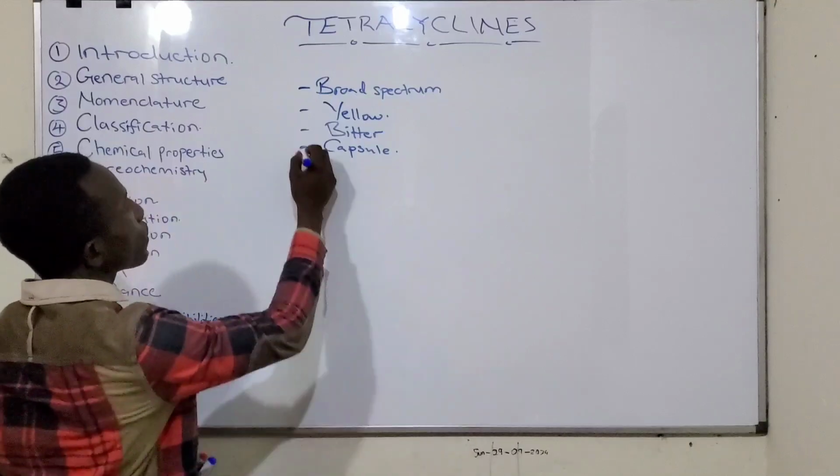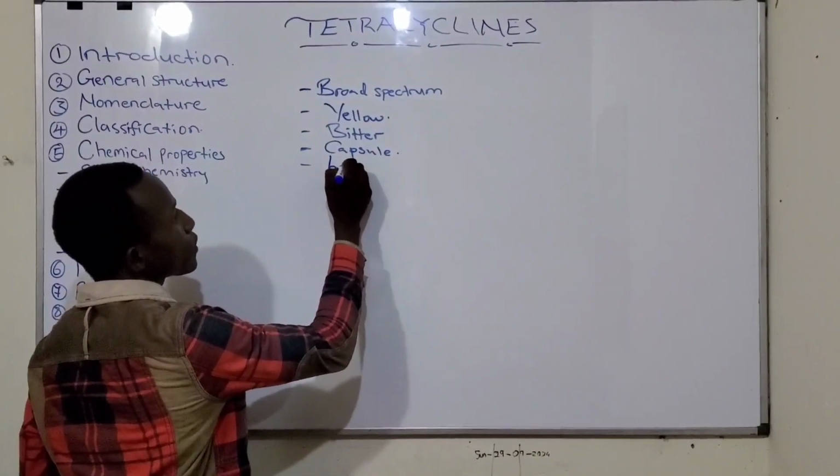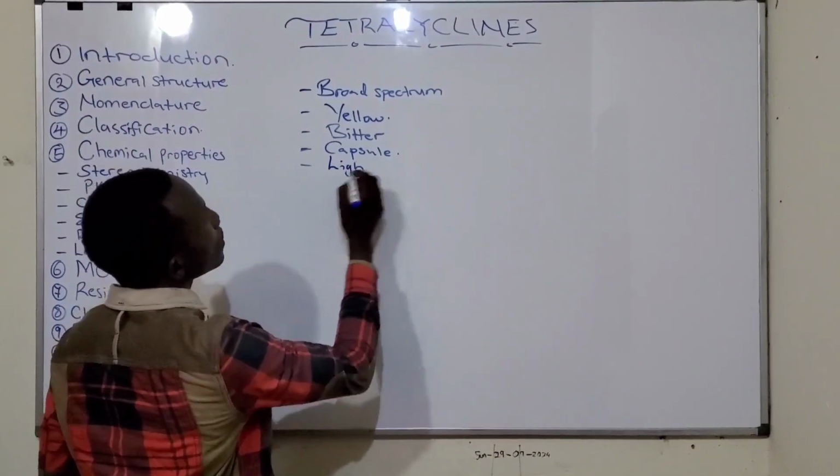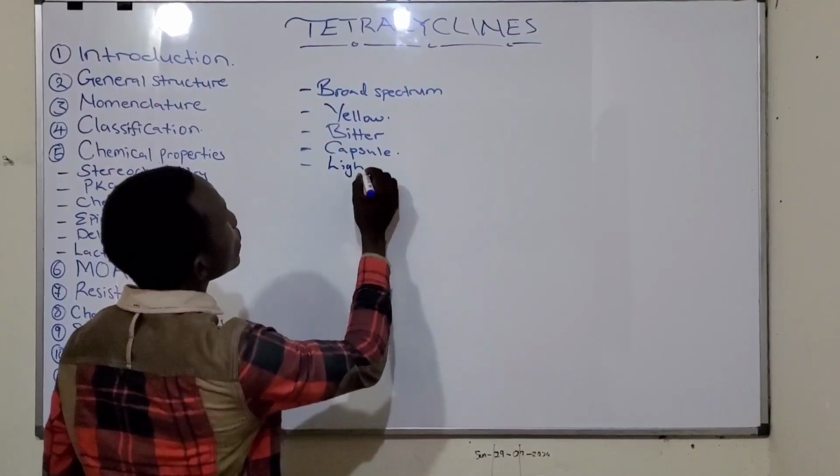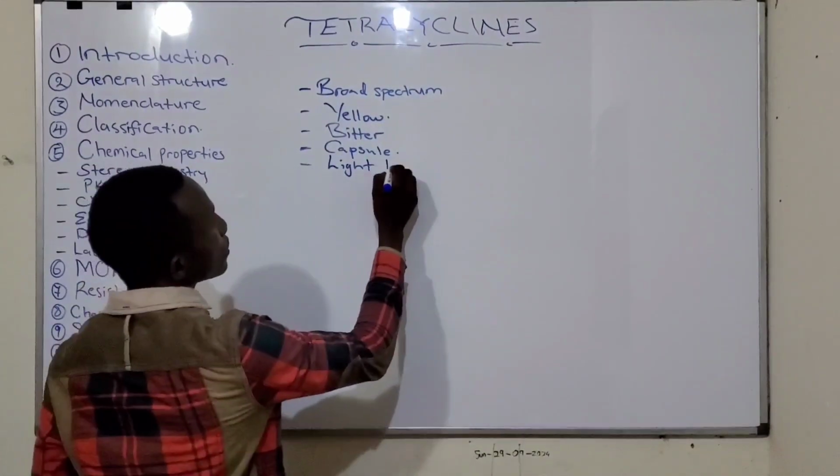Tetracyclines are also labile to light. So light destroys these tetracyclines. They are light labile.